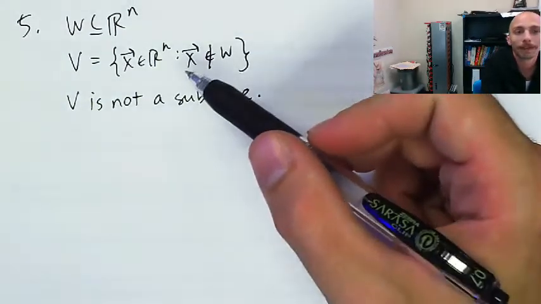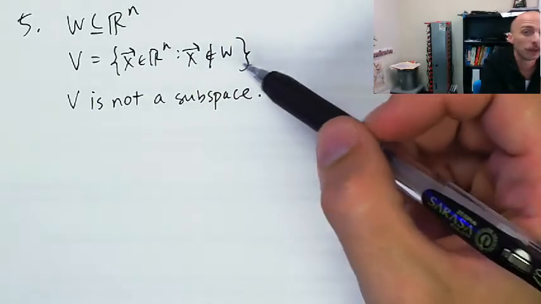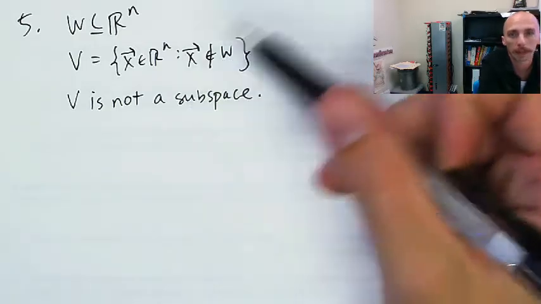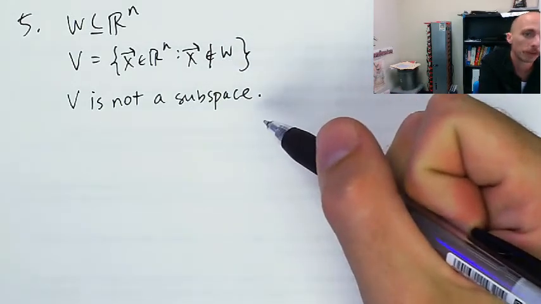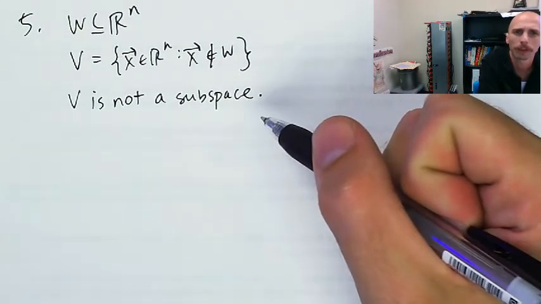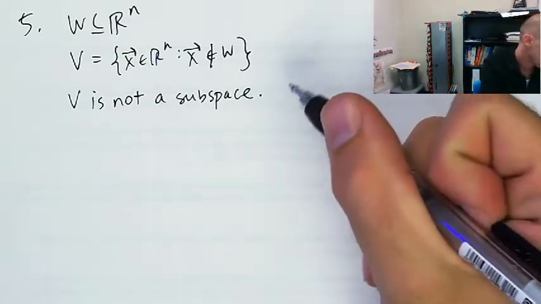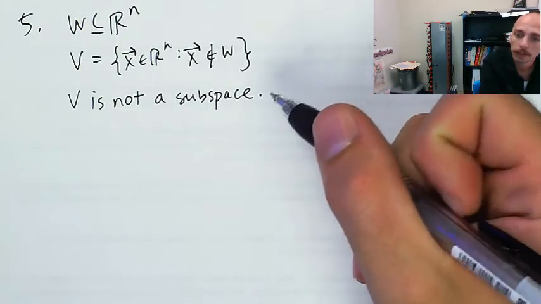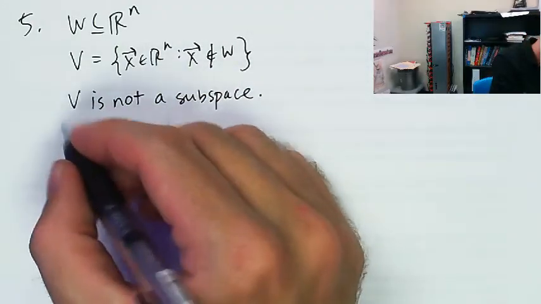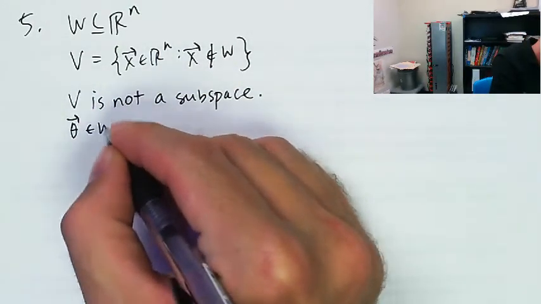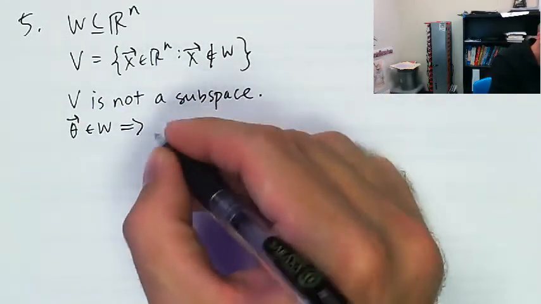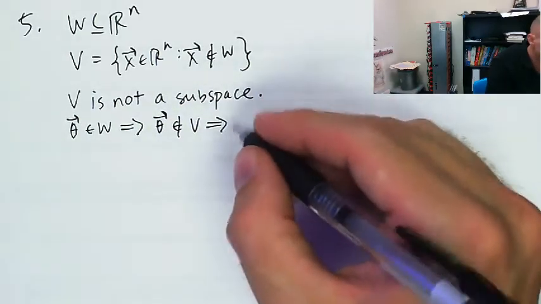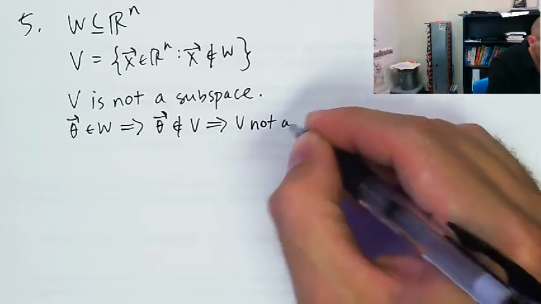Now, if you had unioned this with the 0 vector and said it was everything that wasn't in W plus the 0 vector, that would be a more interesting question. I think we talked about that in one of my classes today. But that's not the question that's asked, so that's not the question I'm going to answer. Is V a subspace of Rn? No. The 0 vector is in W because W is a subspace, which means that the 0 vector is not in V, which means that V is not a subspace.